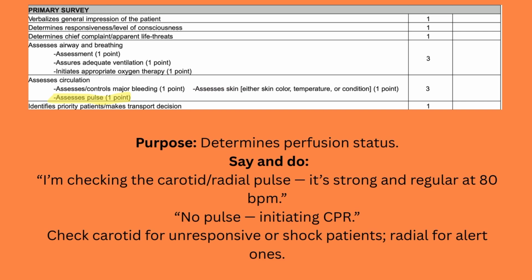Now we can assess the pulse, so determine the perfusion status. Say I'm checking the carotid or radial pulse and state whether it is regular or abnormal. If there's no pulse, initiate immediate CPR. Do not wait. Check the carotid for unresponsive and shock patients and the radial for alert ones, as the carotid can look like you're choking an alert patient. Do not hesitate for life-saving interventions.